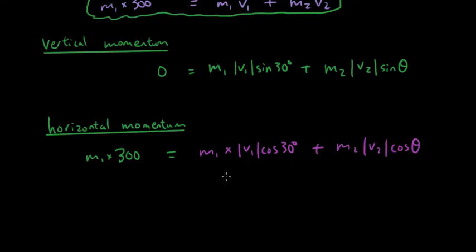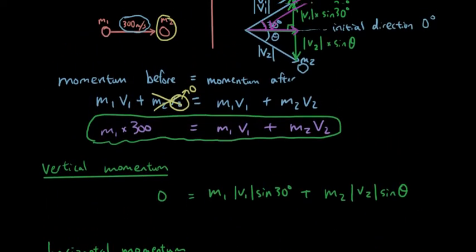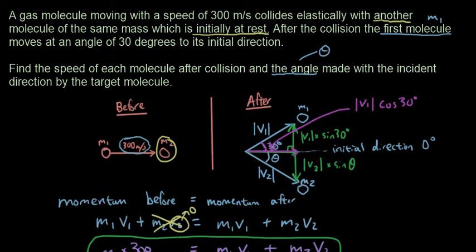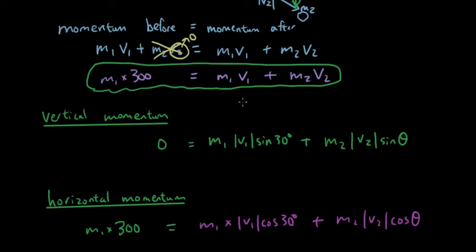Okay, so there is my two equations for vertical and horizontal momentum. Now, one important piece of information is that it says that a gas molecule is colliding with another molecule of the same mass. Same mass. So what does that mean? That means that M1 is equal to M2. Alright, so I'm going to write that in big letters. M1 is equal to M2.